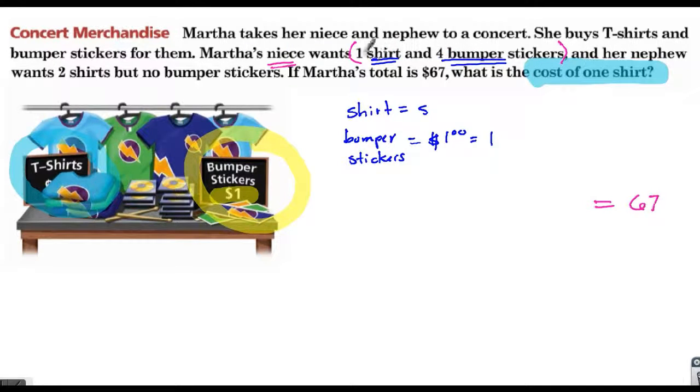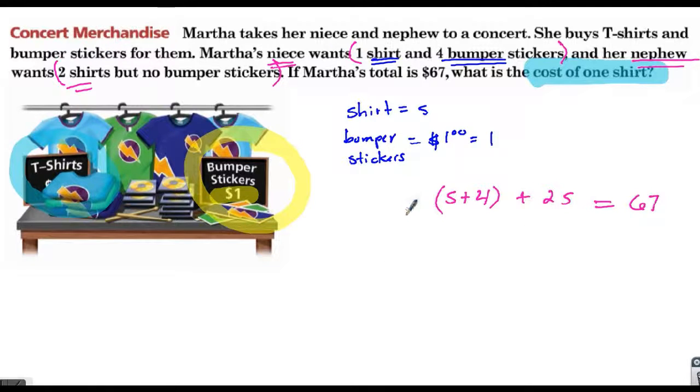Okay, now for her nephew, it was 2 shirts and no bumper stickers. So it was just 2 shirts and no bumper stickers. So that means all we need is 2S, 2 shirts. So we're going to go ahead and write 2S. Okay, so now here's our equation. So our equation is going to be S plus 4 plus 2S equals 67.